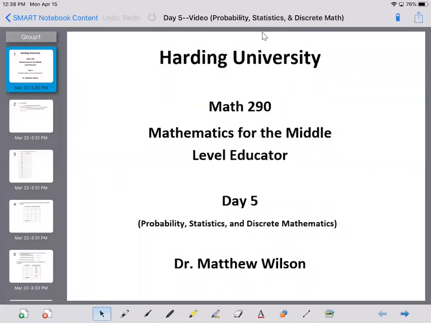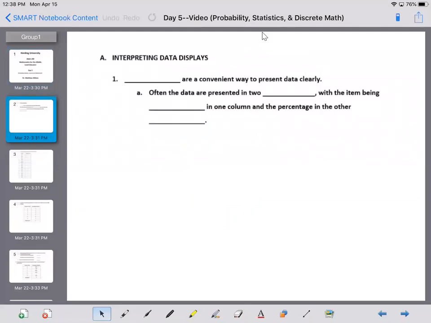So this is video part 1 of Math 290. Day 5, we're going to look at probability, statistics, and discrete math, which is a section of your Praxis, also a section of your middle school math. You'll look at statistics and probability in grades 6, 7th, and 8th grade. So we'll look at the first page here, interpreting data.